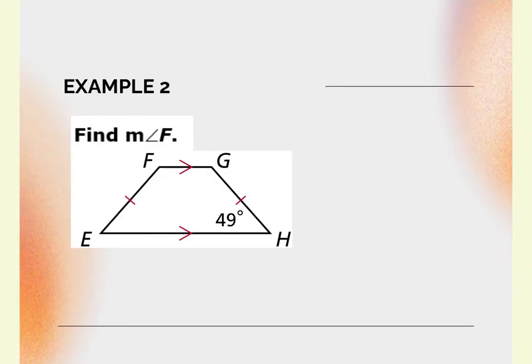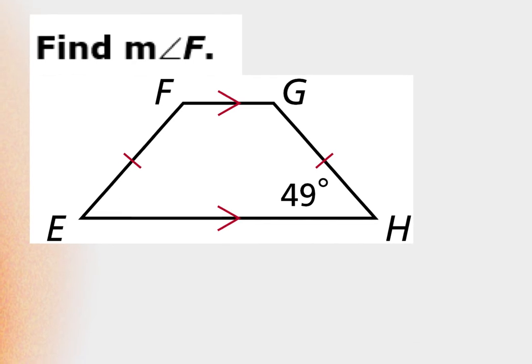All right, what shape is this? Same. Actually, do the same procedure with them also. Okay, this would also be 49, right? And then how do I find F? 180 minus 49, which is 131.